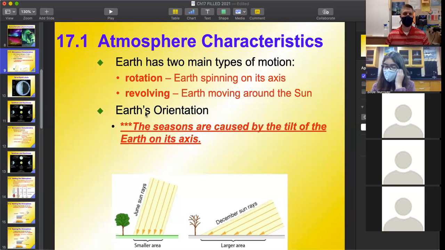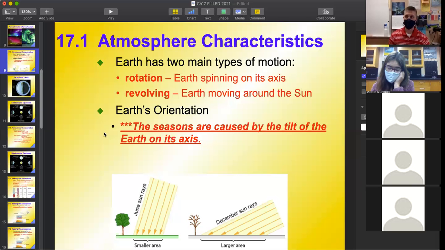The next thing under Earth's orientation, I would definitely star this. This is one of those things that if you get 5 things out of the class, I mean, it doesn't matter if you get 104% or 32% in the class. If this is one of the things that you take away, it's a good thing.